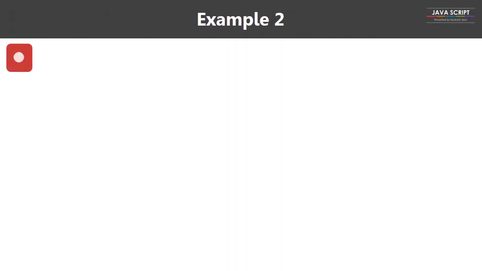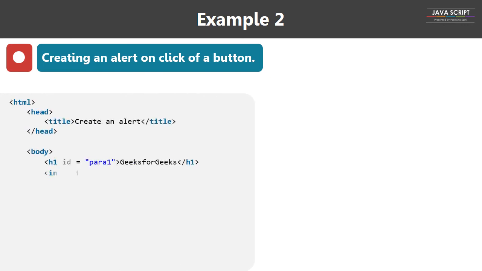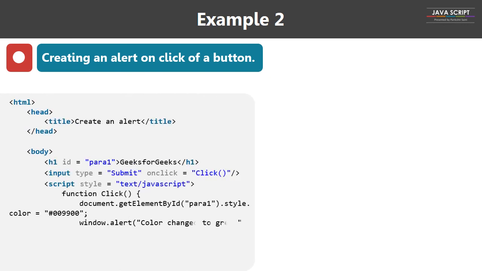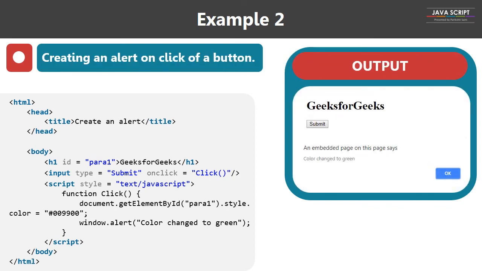Now let's take another example of creating an alert on click of a button. Now look at the output of this program. In this example, we create a function that will be invoked on click of a button, and it changes the color of the text and displays the alert on the screen. Window is an object of the current window whose inbuilt method alert is invoked in the click function.